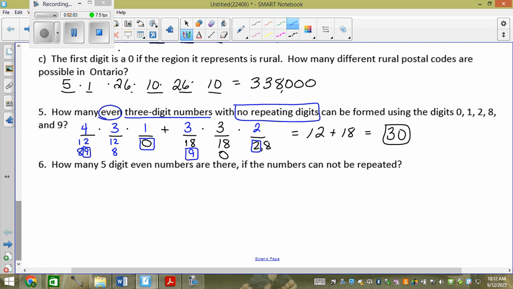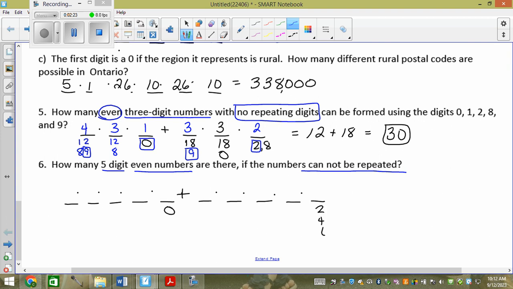Now the next one says how many 5-digit, can't start with a 0, even numbers, has to end in an even number, are there if I cannot repeat? So this one lets me use all the numbers from 0 to 9. So I have 5 blanks. It can end in a 0 or 2, 4, 6, or 8. The reason why we split them up is if it ends in a 0, my first blank has 9 options. If it ends in a 2, 4, 6, or 8, my first blank has 8 options, right? So I have to put the cases together that can end up with the same number at the front.